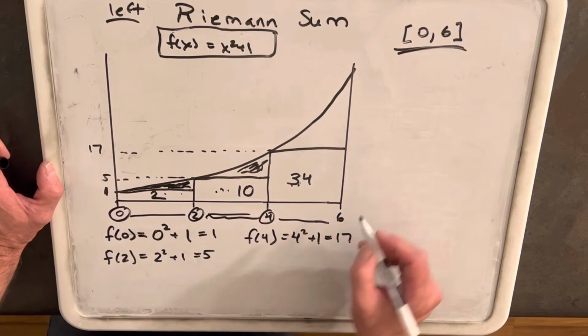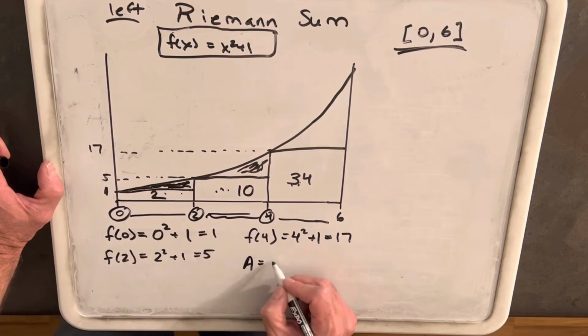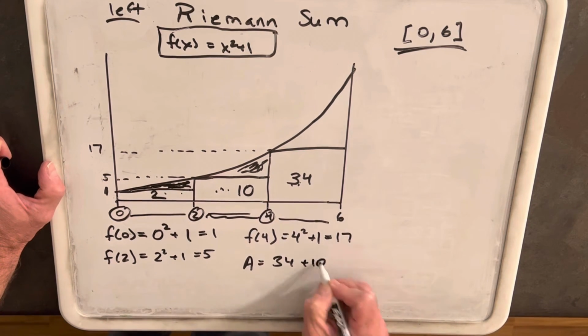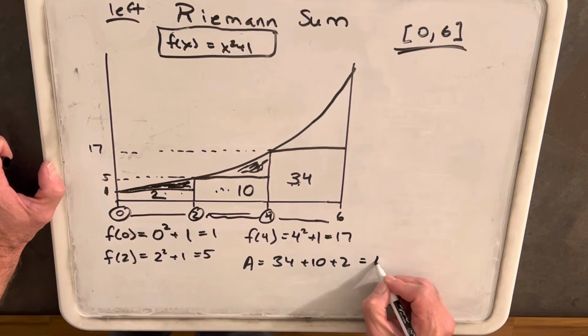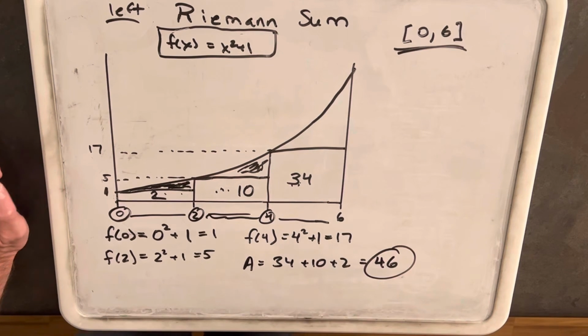And so altogether, our estimate for the area under this curve is going to be the sum of these three. So it's just going to be 34 plus 10 plus 2, right? Could have written it in the other order. And that's going to be 46.